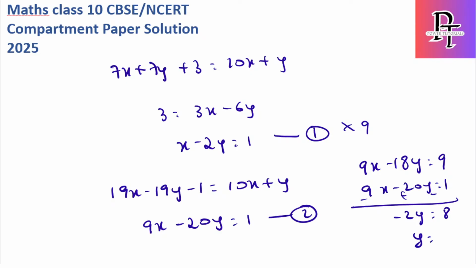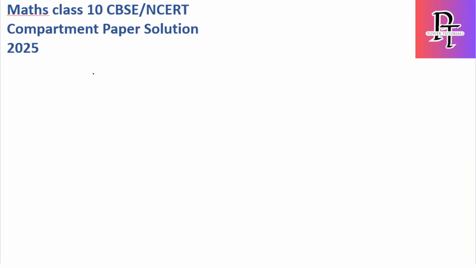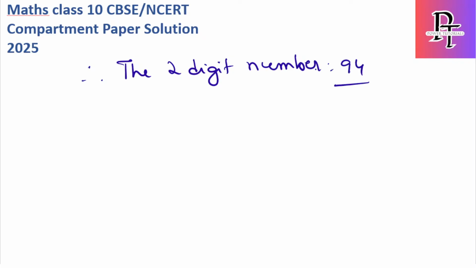So we'll get the y value as 20 minus 18, plus 2y is equal to 8. So the y value is 4. If the y value is 4, substitute here to get the x value. So x minus 2 into 4 is equal to 1. So we'll get the x value as 1 plus 8, which is 9. Hence the answer is, therefore the 2-digit number is equal to 94.